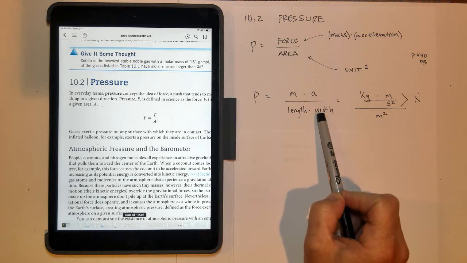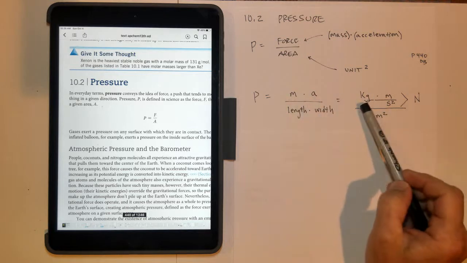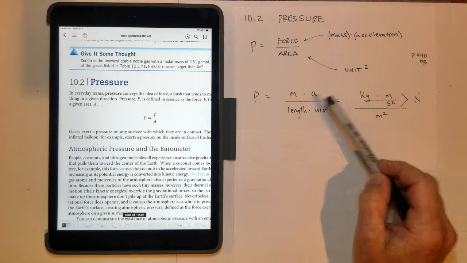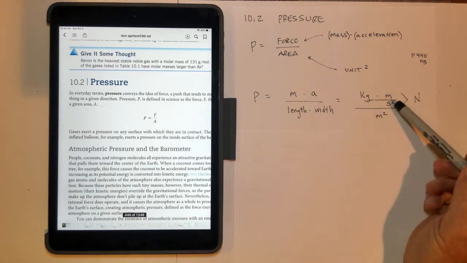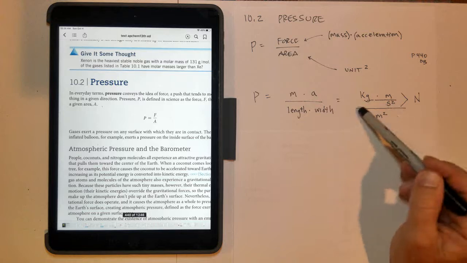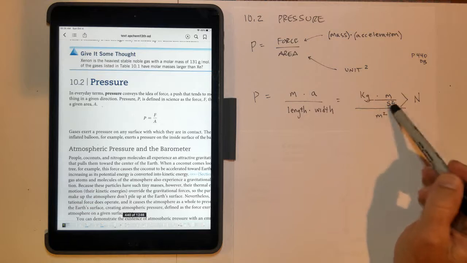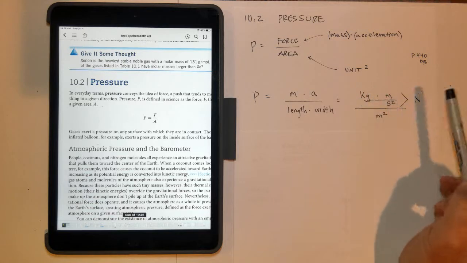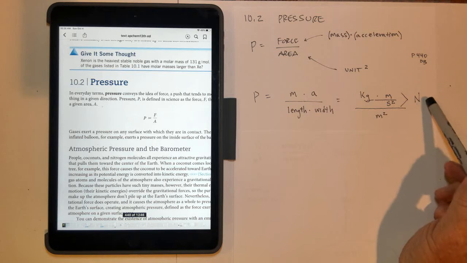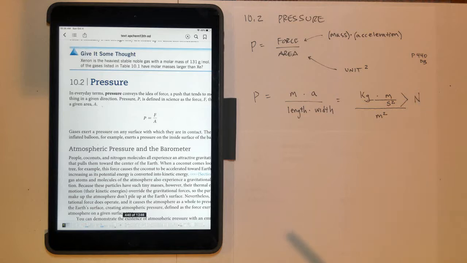And if we put units in for that, mass is measured in kilograms, acceleration is measured in meters per second squared, and then we divide that by length times width, which would be meters squared. Well, this top set of units right here, kilogram times meter per second squared, has a new name. It is called a Newton, after Isaac Newton.